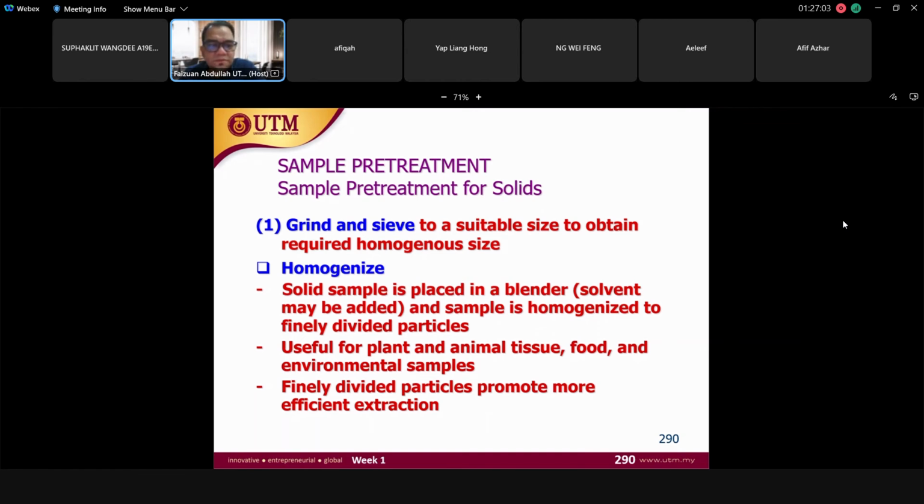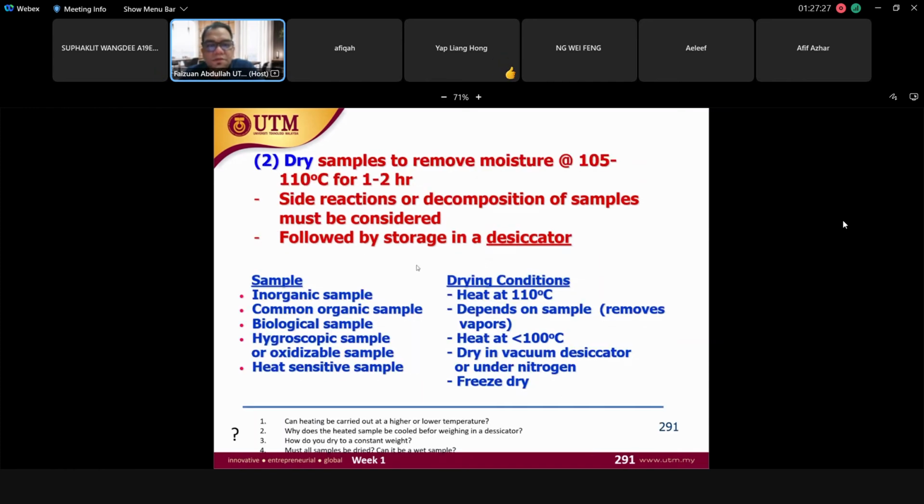This is sample pre-treatment. Grind and sieve to a suitable size to obtain the required homogeneous size. You have learned about the cone and quarter method previously, right? Am I correct for the solid sample? If you have learned, give me a thumbs up. Cone and quarter method, you have learned that? Yes, all right. Dry the sample.